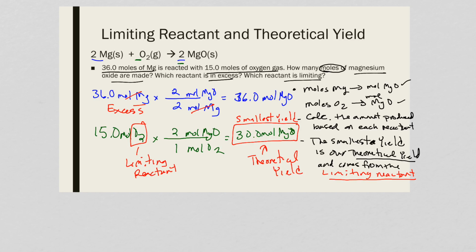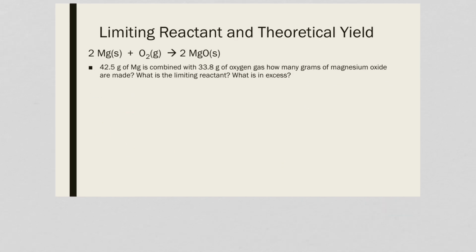So let's do this problem again, or another version of this problem, but now let's do the full-blown version, right? What if we are given grams of these things? This is the pretty typical case. So if we outline what we would have to do, we're going to use our strategy, and it says that we're reacting 42.5 grams of magnesium and 33.8 grams of oxygen. And again, I want to know how many grams of magnesium oxide, and I want to know what's the limiting reactant, what's in excess. Okay?